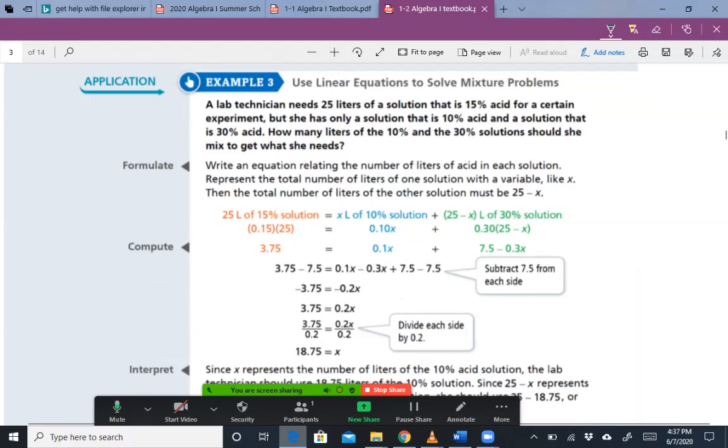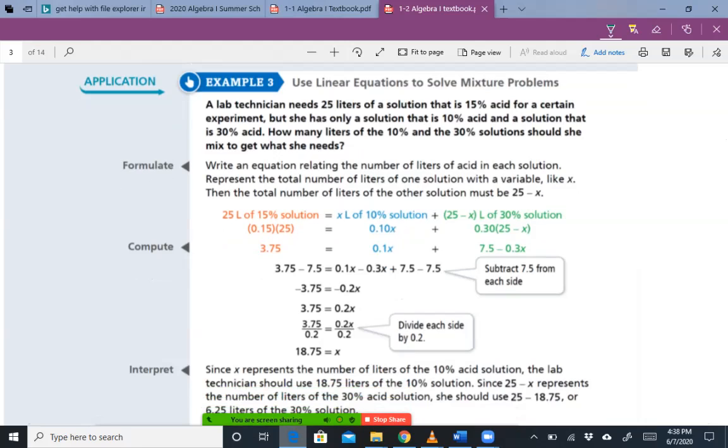Okay, a lab technician needs 25 liters. This is actually a little difficult, so pay attention here. A lab technician needs 25 liters of a solution that's 15% acid for a certain experiment, but she's only got a solution that's 10% acid and a solution that's 30% acid. How many liters of the 10 and the 30 in order to get 25 gallons of the 15% solution?